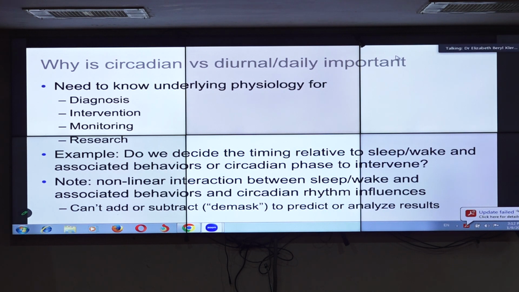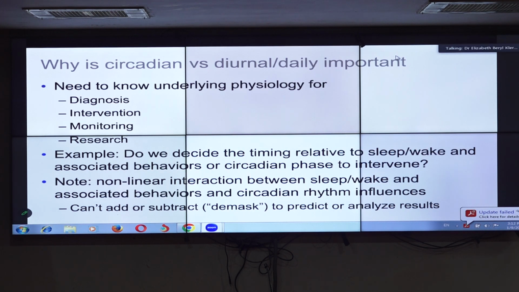Well, if we're going to treat a circadian disorder, or using circadian principles, we need to know the time of the circadian system, because that's different from unevoked effects. It's relatively easy to change the time of eating or the time of waking and sleeping or light levels, but if we're targeting the circadian system, we need to know the underlying physiology, the diagnosis, intervention, monitoring, and research.